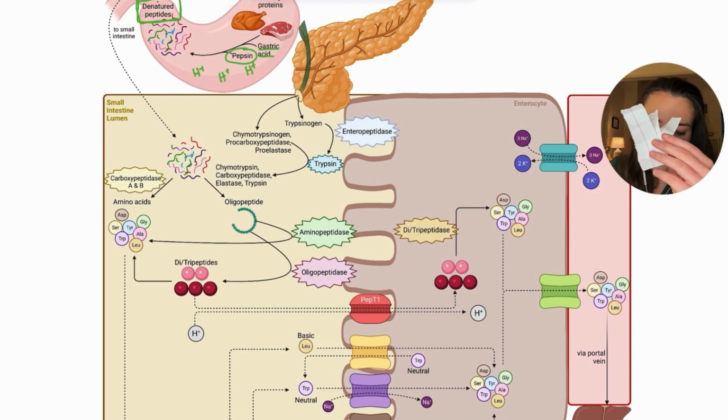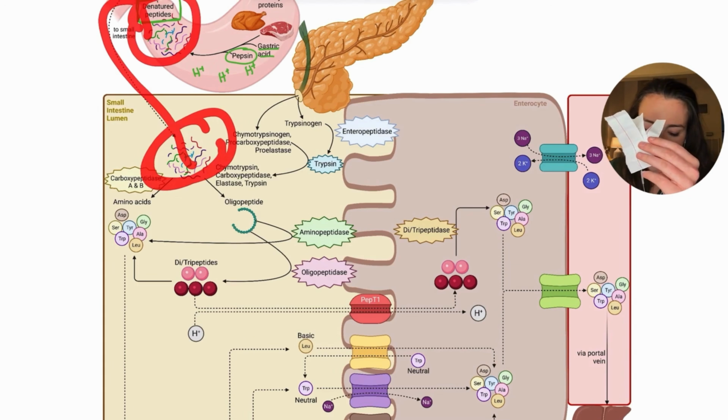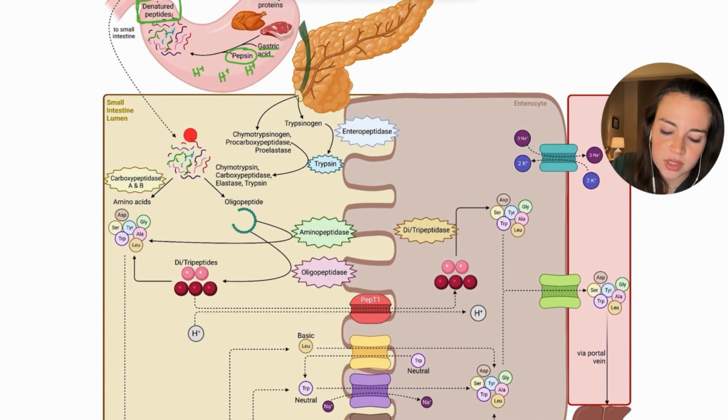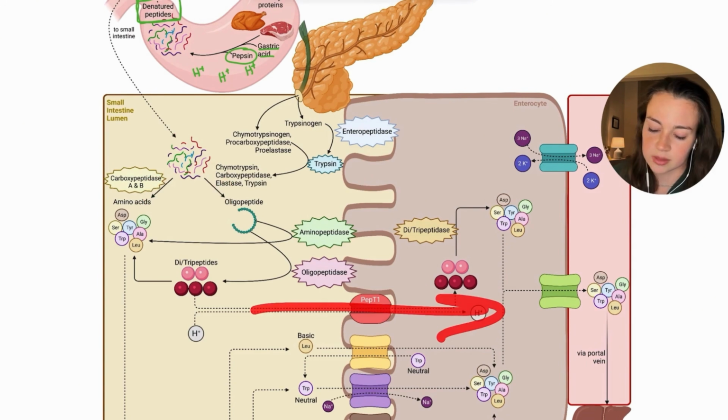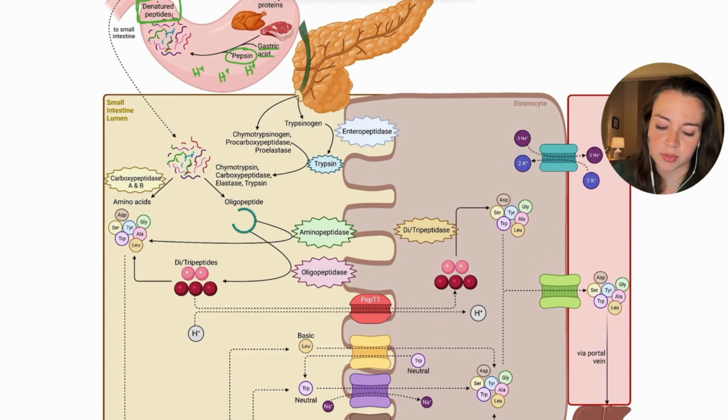All right, so we followed our denatured peptides from the stomach into the intestine. That's where we are now. And we know that they're going to be acted upon by proteases to break them down even further to where we can eventually absorb them. And there are two big categories of proteases. These are the exopeptidases and the endopeptidases.